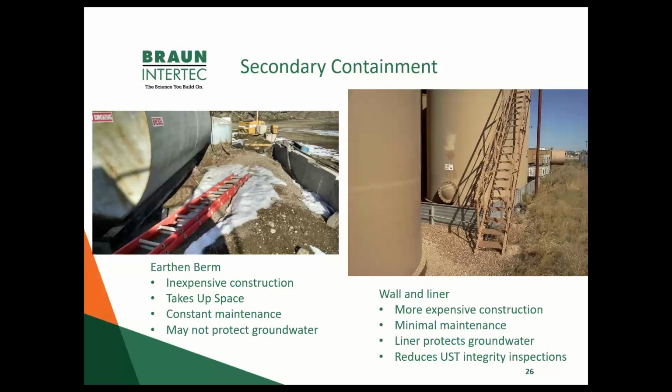If you have a spill, it may get contained in that berm, but you still have to dig down to remove that impacted soil. A wall and liner system is more expensive on initial construction, but it has a much smaller footprint and much less maintenance. It's very easy to see if you have maintenance issues, and it's very easy to repair them. And then having a liner contains your fluids inside so they can be recovered, rather than having to spend all your money on the excavation.